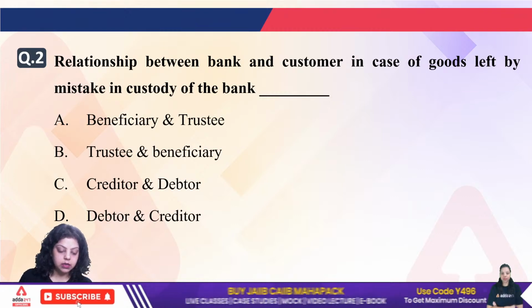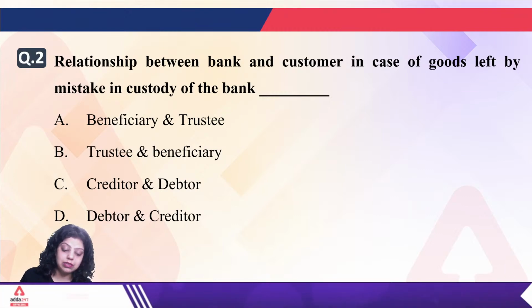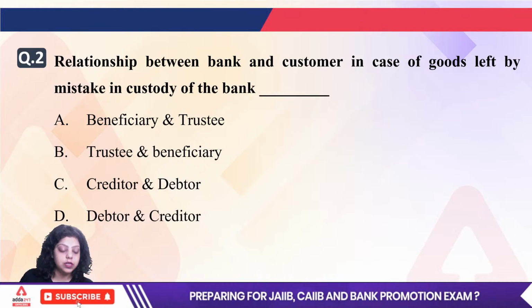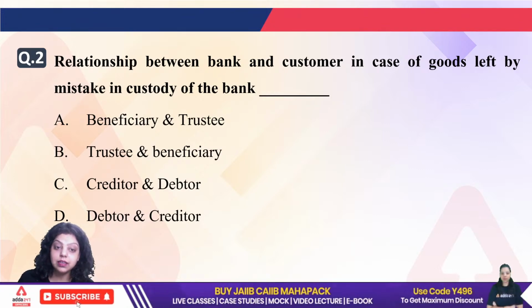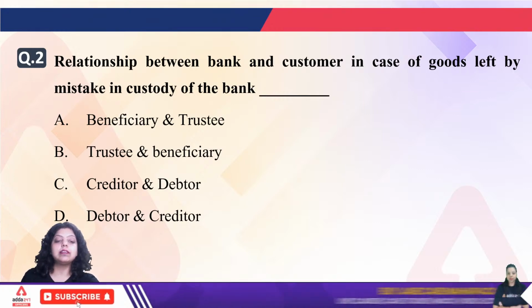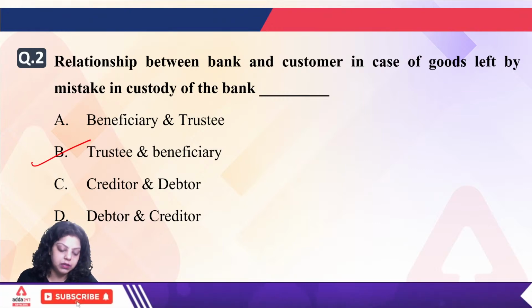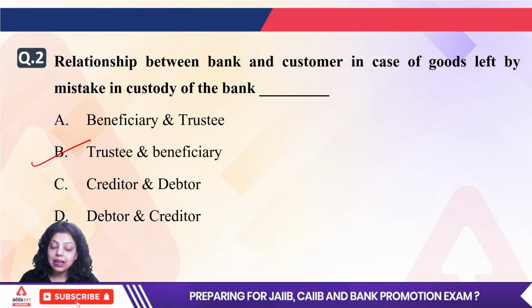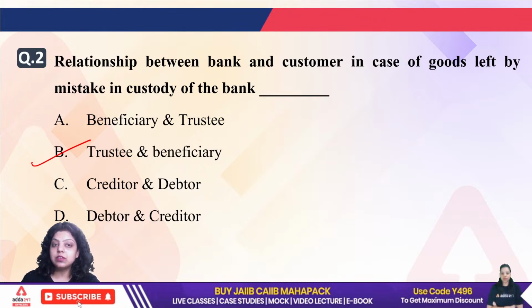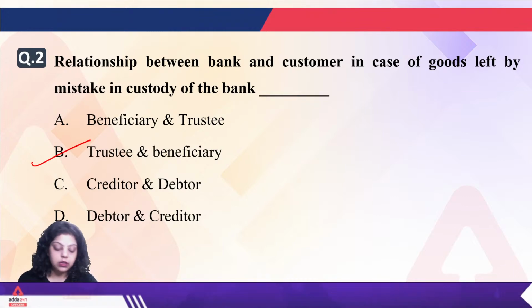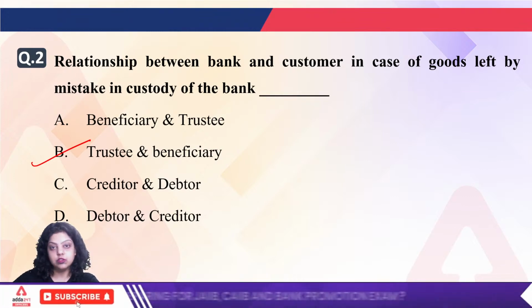Dheeraj saying B, Deepak saying B, Gaurav saying B, Suri saying B. Everyone is going with option B, that is trustee and beneficiary, as Lakshmi and Prajakta are also saying B. Very good, everyone is giving the right answer. The bank and customer maintain a trustee and beneficiary relation when goods are left by mistake in the custody of the bank.